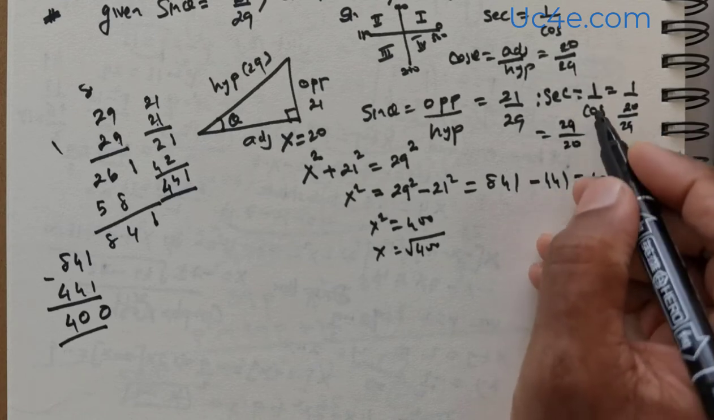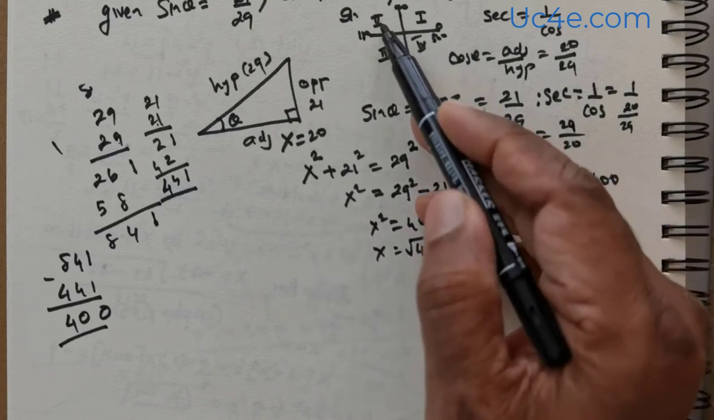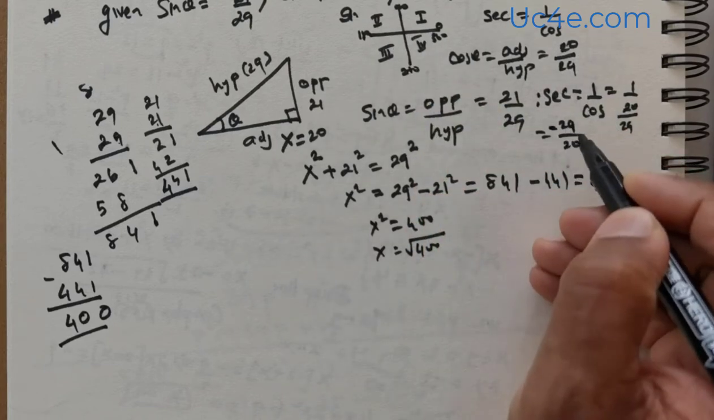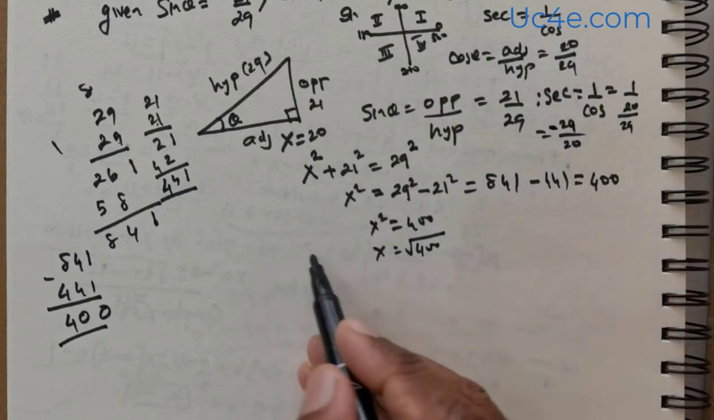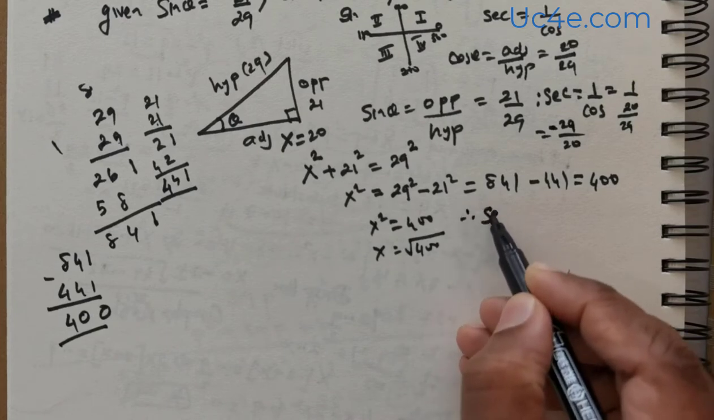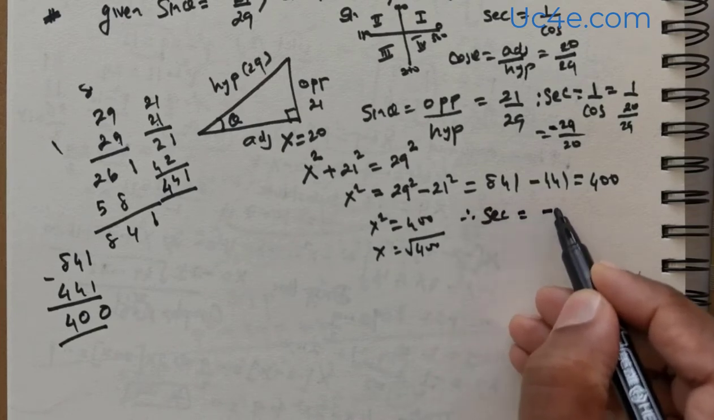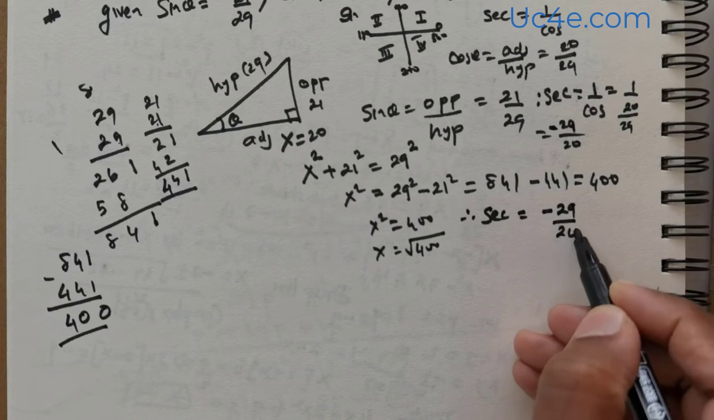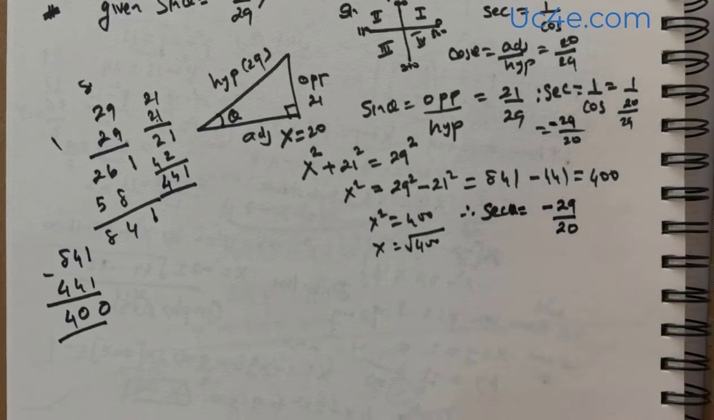As I mentioned to you, the value of secant in the second quadrant should be negative. So this should carry a negative sign. So let me write that down. So therefore secant is negative 29 over 20. So that's fair enough.